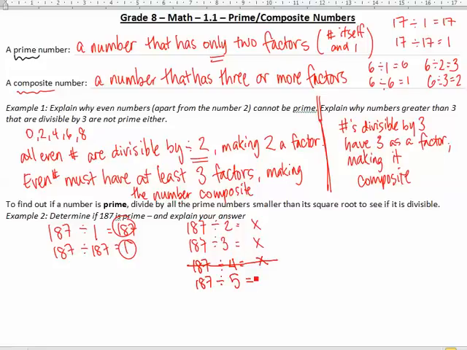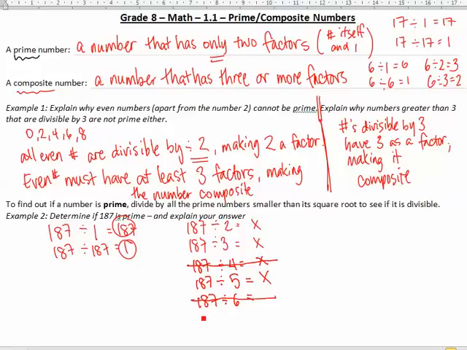If you remember divisibility rules, numbers that end in 0 and 5 are multiples of 5. 187 does not end in a 0 or 5, so this is not going to work as well. Should we try 6? Well, I hope you said no, because 6 is even. And because 6 is even, if 2 doesn't work, then 6 definitely doesn't work, because 2 also goes into 6. And so if it can't go into the smaller number, it won't go into the larger number.